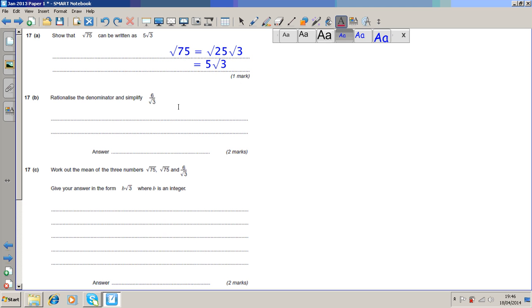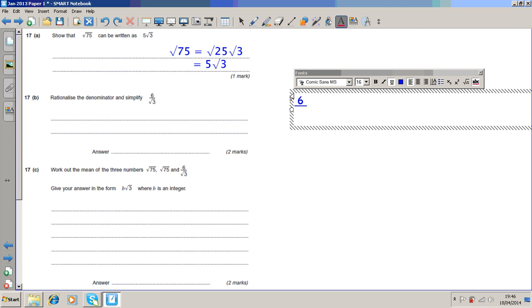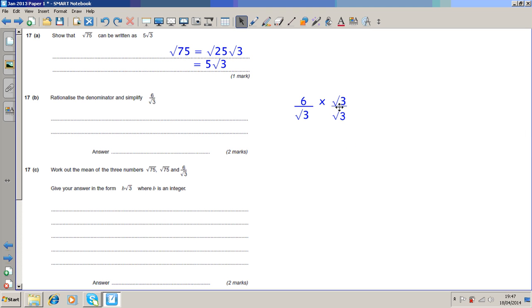Rationalise the denominator and simplify. If we want to rationalise the denominator, we multiply the top and the bottom by the surd that we've got. So in this case it is root 3. So I times the top and bottom by root 3 over root 3.